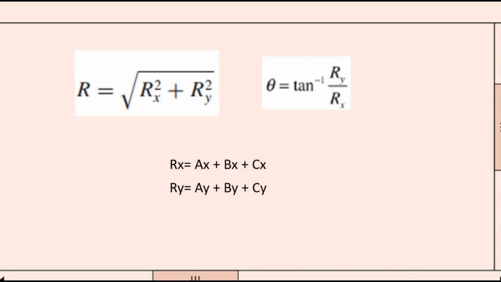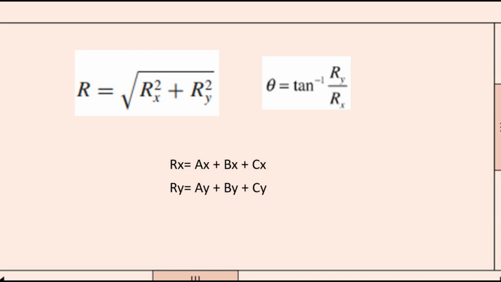Using the following equation, we can compute for the resultant of our vectors. So the magnitude of the resultant is equivalent to the square root of r sub x squared plus r sub y squared. To compute for our direction, we have theta is equivalent to arctan of r sub y over r sub x. To compute for the horizontal component of our resultant, we just have to get the summation of all the horizontal component of the given vectors.